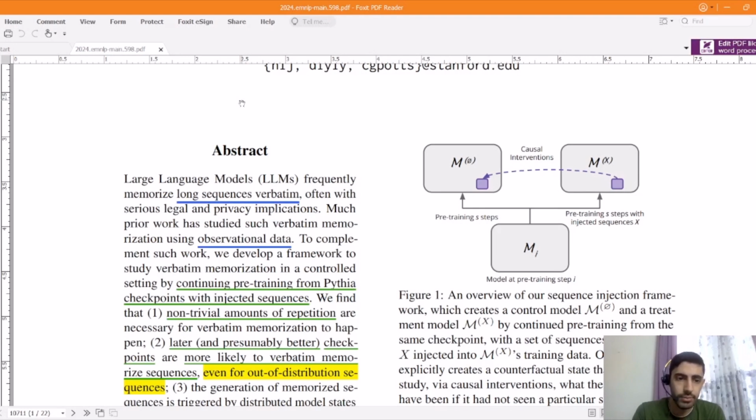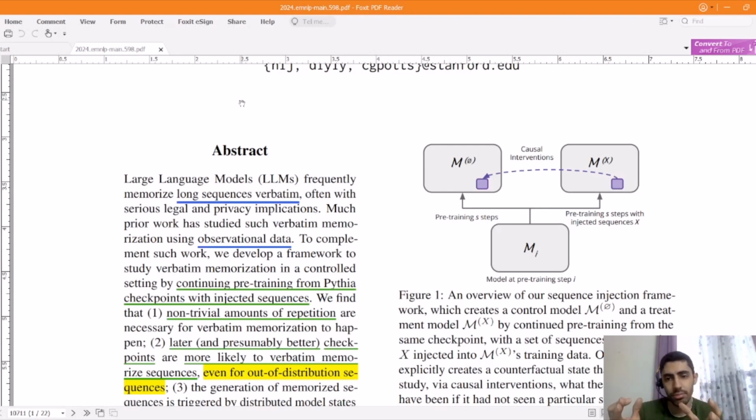Large language models (LLMs) frequently memorize long sequences verbatim, often with serious legal and privacy implications. So what is verbatim? Verbatim is memorizing the sentence of the input word by word. Imagine that you have a database with some sentences in it, and you get that data and feed it to your LLM.